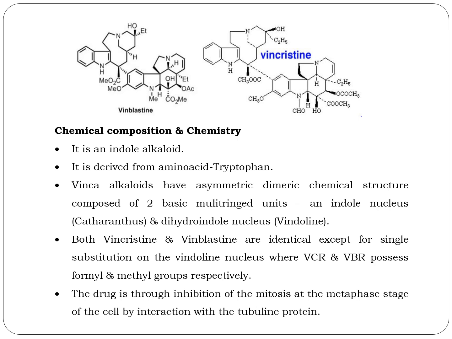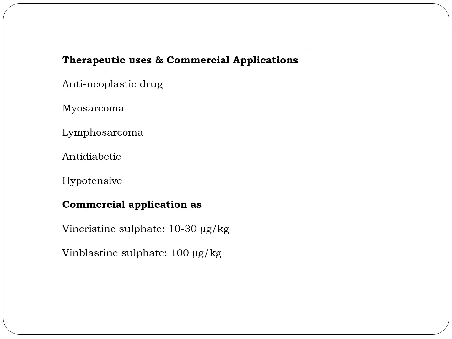The drug acts as an anti-neoplastic agent by inhibiting the mitotic stage at metaphase of the cell through interaction with tubulin protein. Vinca is used as an anti-neoplastic drug, especially in cases of myosarcoma and lymphosarcoma, and also in anti-diabetic and hypotensive conditions. It is commercially applied in formulations as vincristine sulfate and vinblastine sulfate at 10 to 30 microgram per kg and 100 microgram per kg respectively.